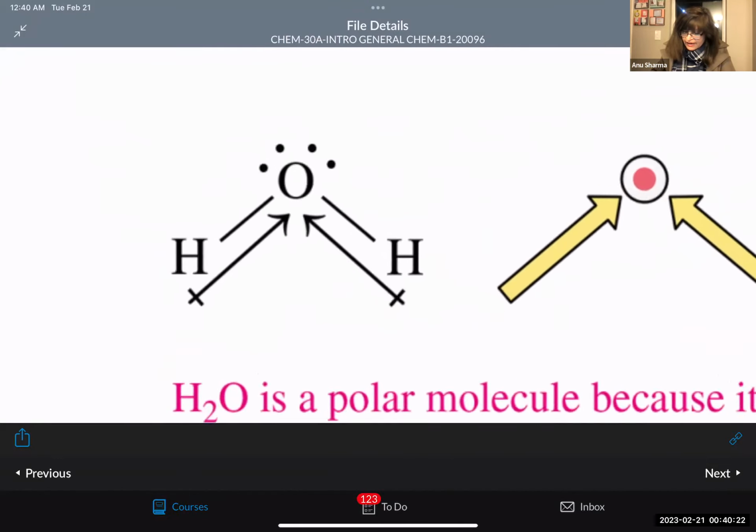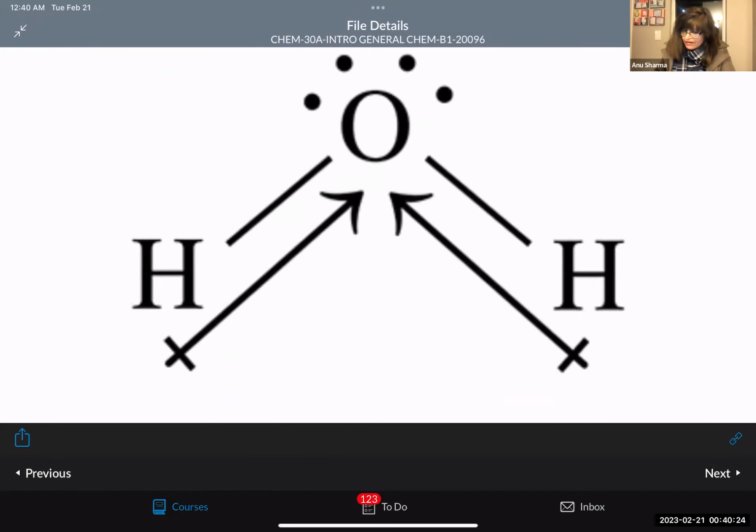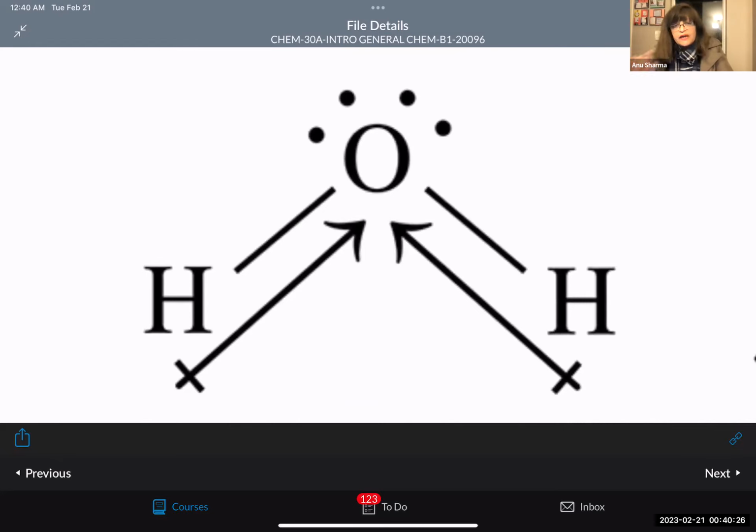Now, keep this in mind: anytime there are lone pairs on the central atom, the overall molecule will be a polar molecule. So you see here, water: oxygen and hydrogen, hydrogen is less electronegative, oxygen is more electronegative. Oxygen pulls the electron clouds towards itself, and oxygen has lone pairs on it.